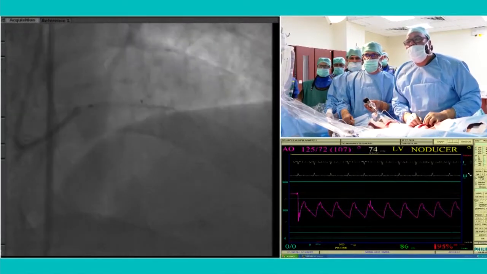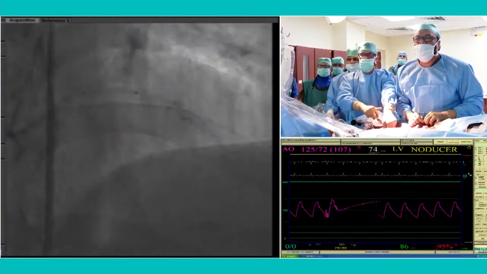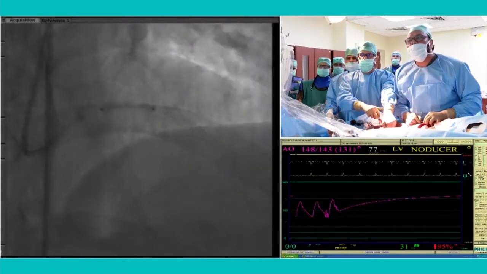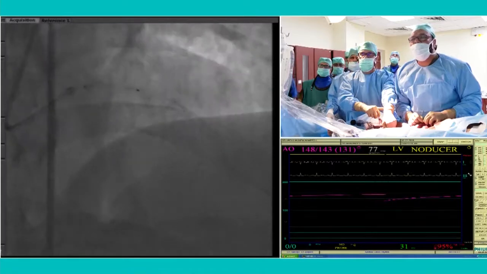How many people would have missed this? Go ahead. I think I will be doing the stenting exactly up to the ostium. I don't know whether the left main ostium would have been better. There is some plaque also there.